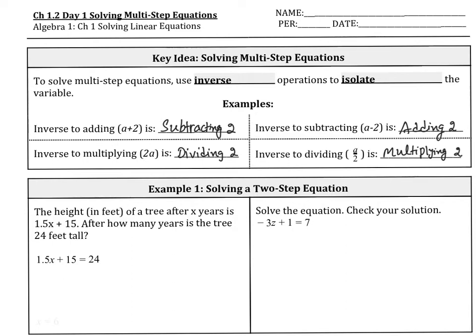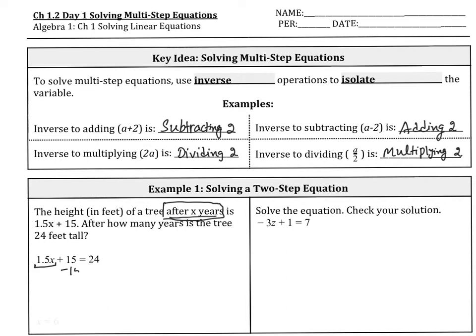Example number 1. The height of a tree after x years is 1.5x plus 15. After how many years is the tree 24 feet tall? Well, it means that we are trying to find this x from this equation. To do that, we are going to isolate the number that is with the x, which is 15.